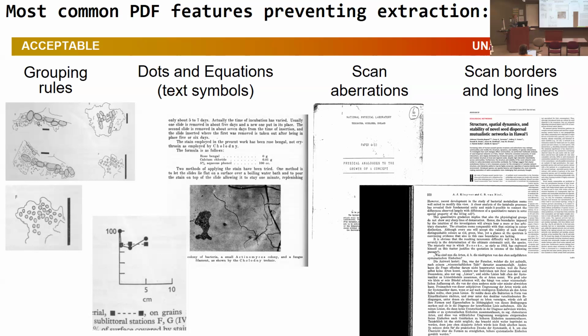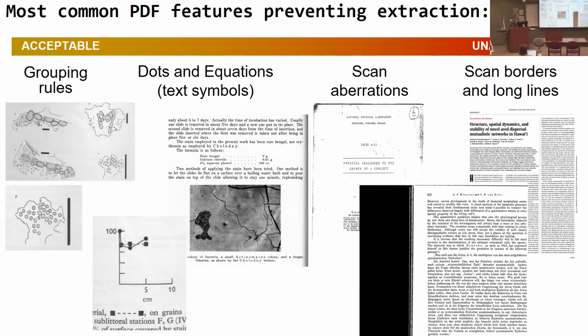On the left, for acceptable features that prevented extraction, you have grouping rules. So you'll see you have a figure here that was extracted from a document, and then you have this, which is just a blown up version of that, and it extracts it separately. It's probably because our spacing rules didn't encompass it to have that entire image extracted, or it was far enough apart that it recognized it as its own section.